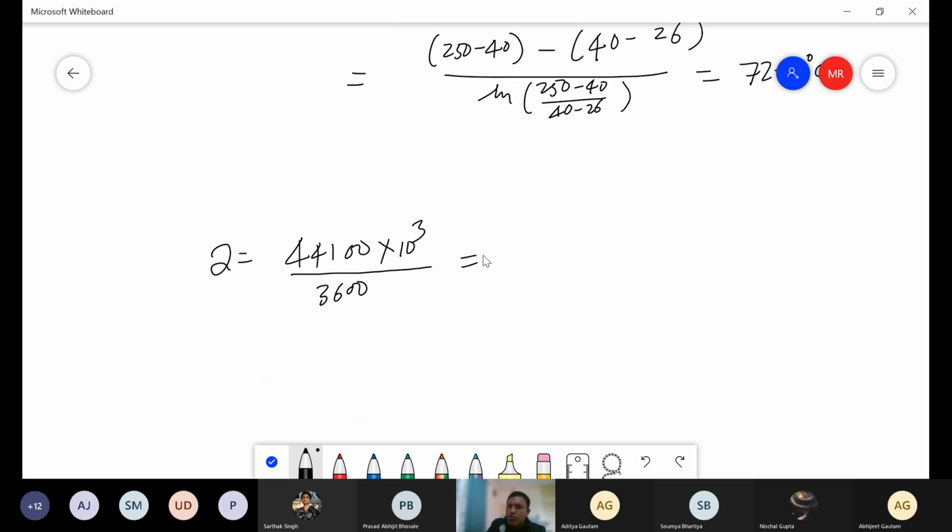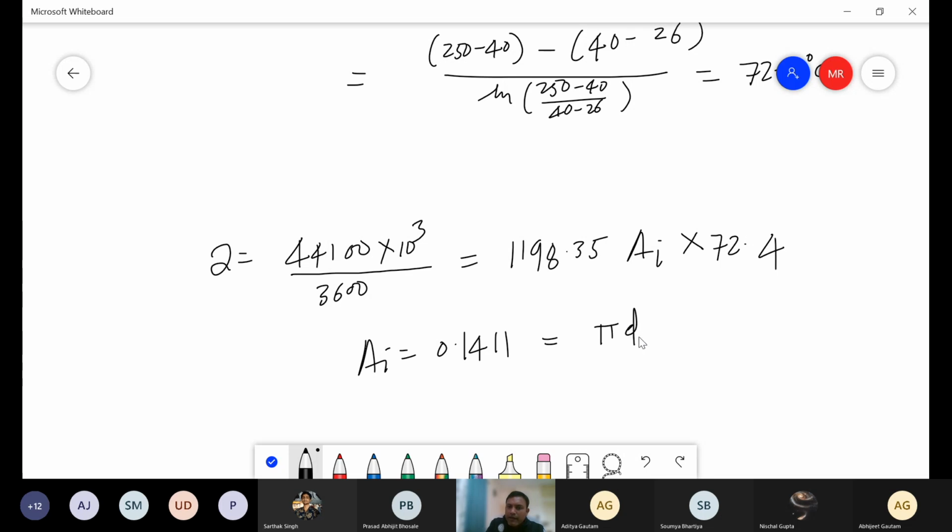And that should be equal to U A delta T LMTD. U I have already obtained. So U is 1198.35, AI, and delta T LMTD is 72.4. So I can calculate AI. So AI in this case comes out to be 0.1411. This is the area you are going to get. And this AI is equal to what? Pi DI L. And we wanted to calculate L.